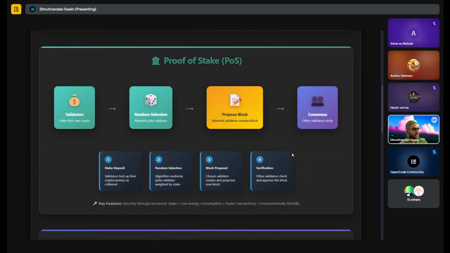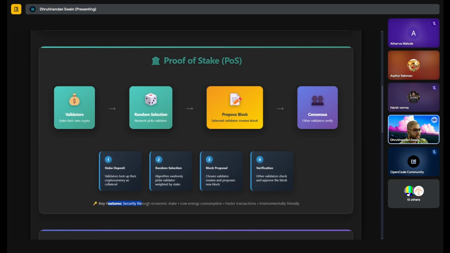Next comes proof of stake. Validators stake their own crypto money. Random selection takes place: the network selects a validator, weighted by the stake. The more you stake, the higher the chance of getting selected as the lead validator. After the block is proposed, other validators validate the block and verify it. If the verification is successful, the block is added to the blockchain.